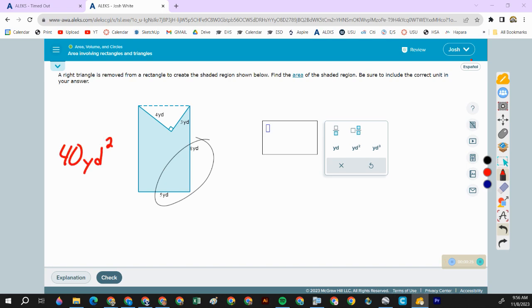And then if I treat that like a rectangle, the area of this is 4 yards times 3 yards, which is 12 yards. And then I cut that in half, and I get 6 yards squared. And subtract that here, 34 yards squared. Easy enough? Okay.